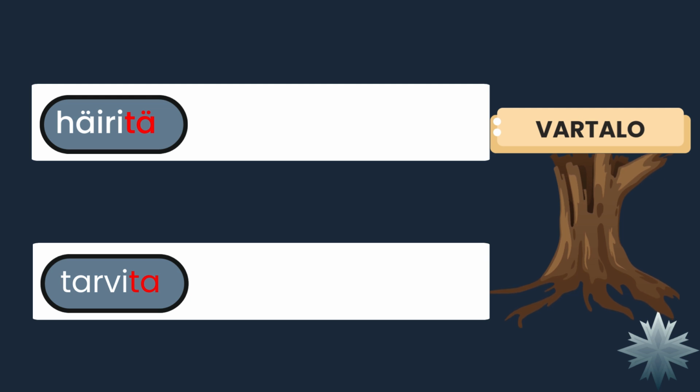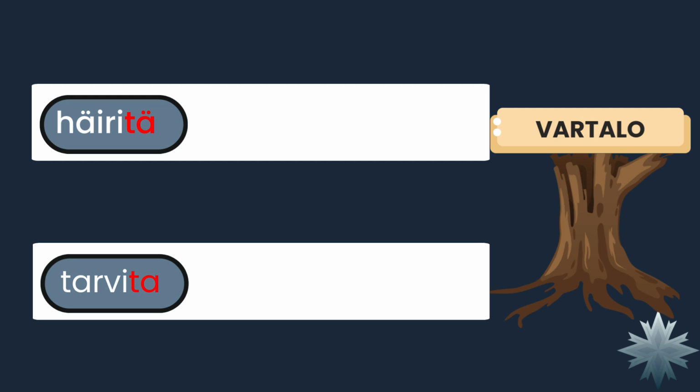The stem of a verb is the base form of the verb that stays the same when you add different endings in order to make different tenses, persons, or moods. So, the stem is the core part of the verb that you use to build different forms. Let's see with the help of an example.